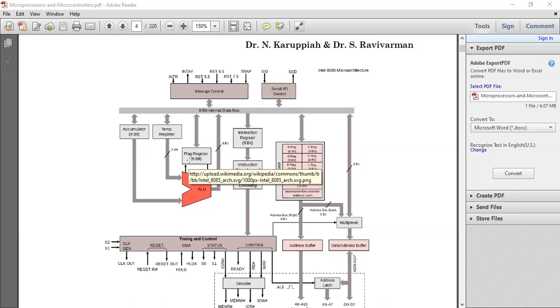Next, coming to the auxiliary carry flag: after the 4th bit, if you get a carry, for example when you have taken a 4-bit arithmetic addition, then the auxiliary carry flag will be set. Then there is the instruction register.